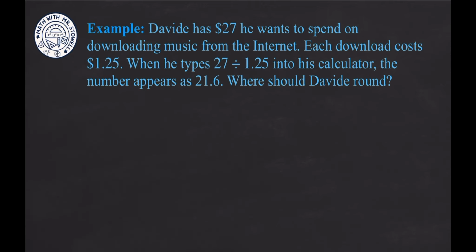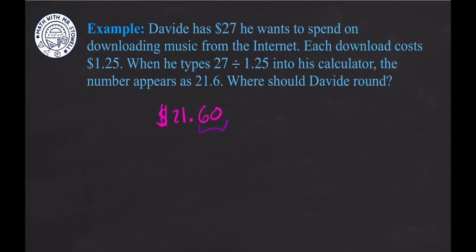Where should David round? Well, let's think about the context. He's dealing with money. Because he's dealing with money, this would technically be $21.60. So he really should have 2 decimals. However, be careful. Let's make sure we really understand what's happening.